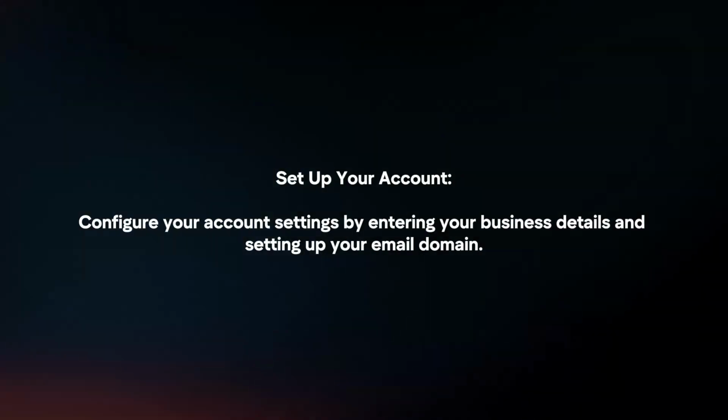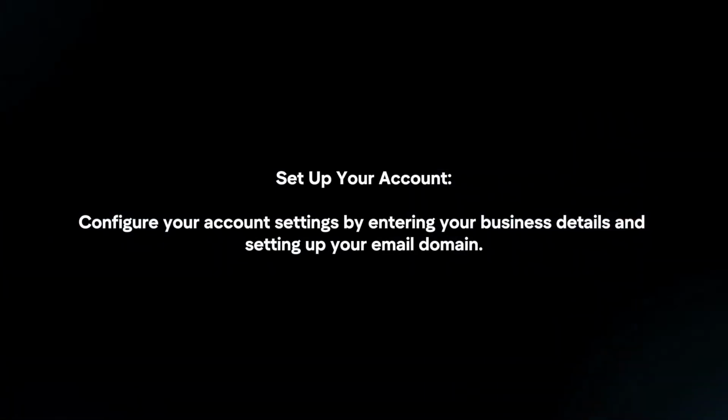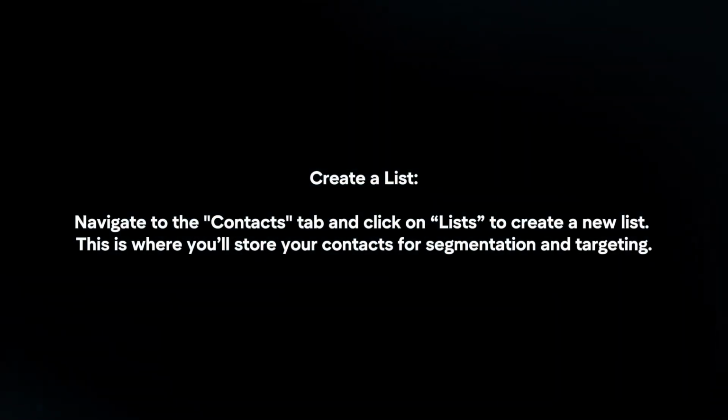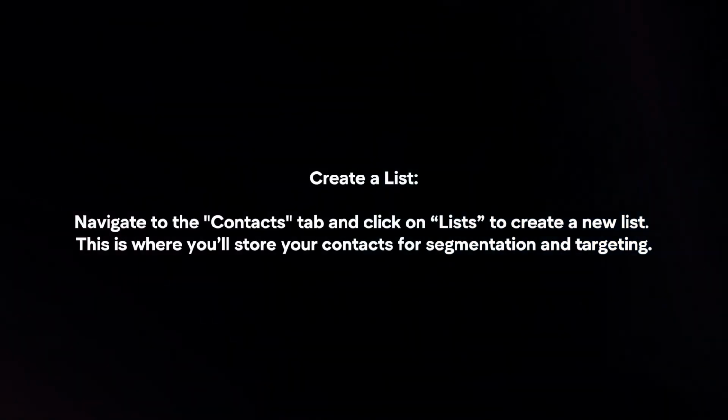Set up your account. Configure your account settings by entering your business details and setting up your email domain. Create a list. Navigate to the Contacts tab and click on List to create a new list. This is where you will store your contacts for segmentation and targeting.